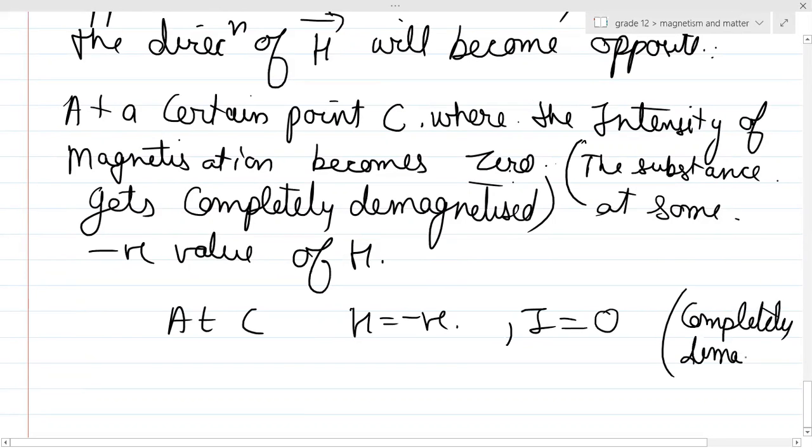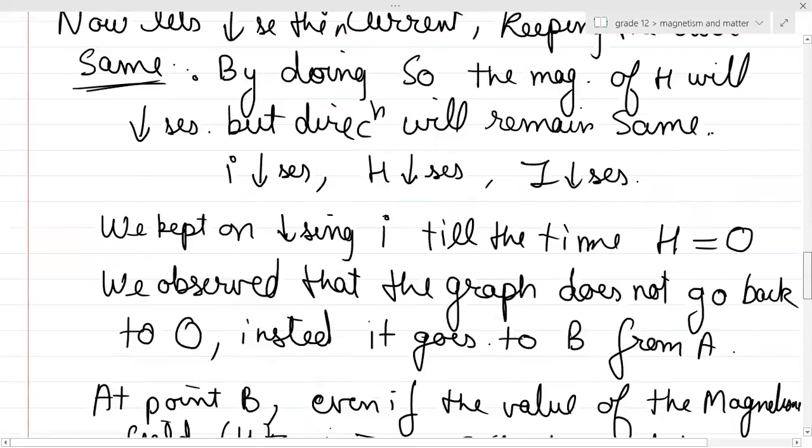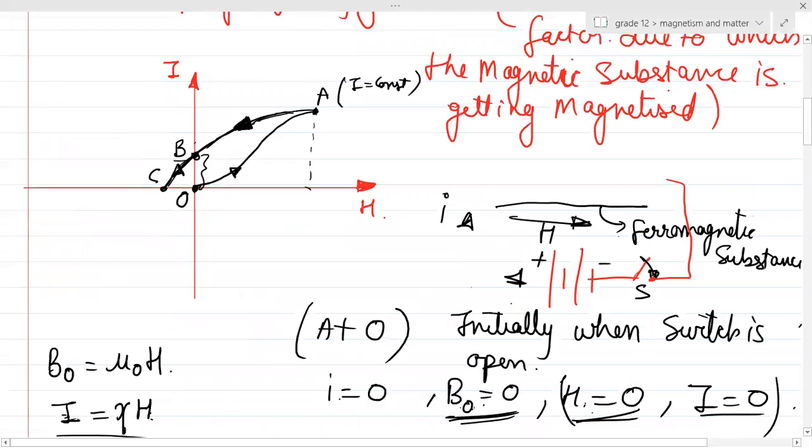Can you see one half cycle of magnetization and demagnetization has been completed, right? The substance is now exactly where it started, but can you see still certain value of this thing is retained? Can you see the O to C part?